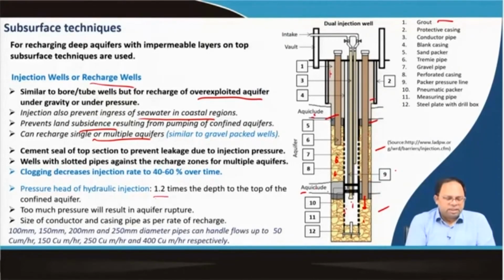So maybe you can see that 100 mm, 150 mm, 200 mm diameter pipes can be used, and 100 mm can handle around 50 cubic meter per hour of recharge, 150 can do 150 cubic meter, 200 can do 250 cubic meter per hour, and so on.